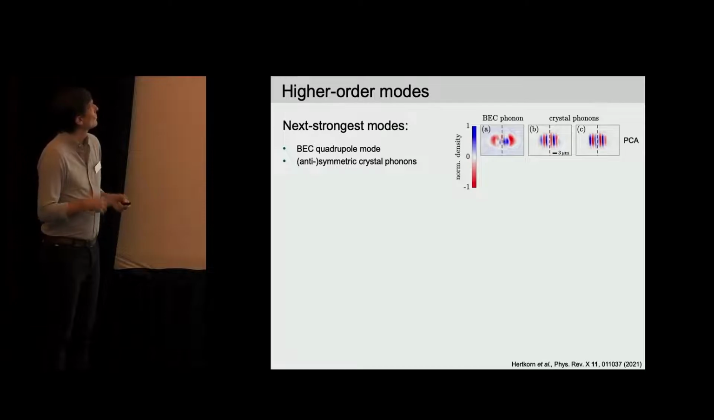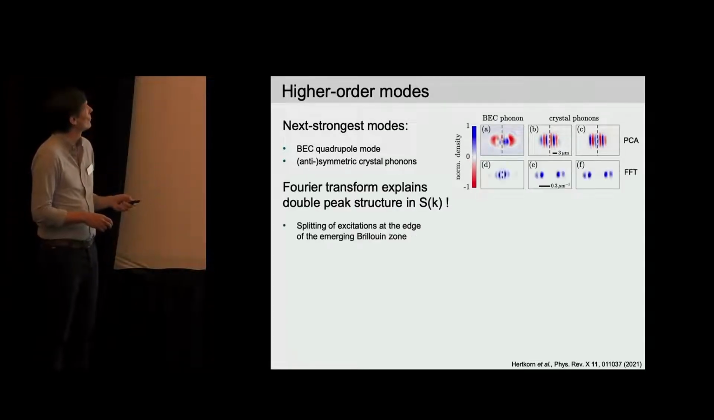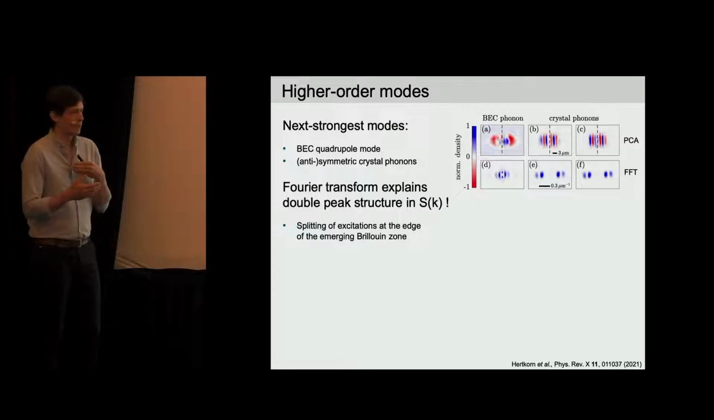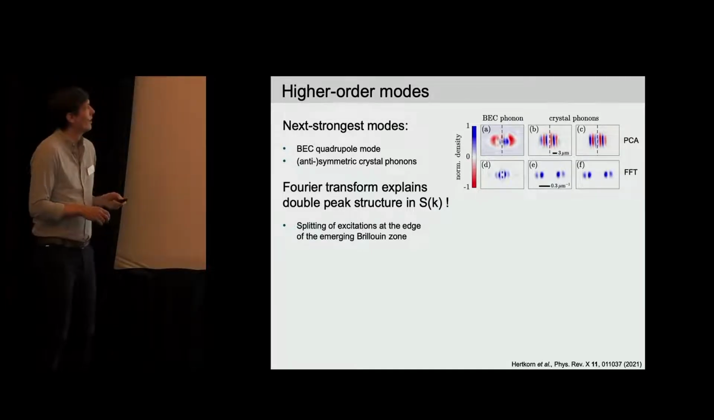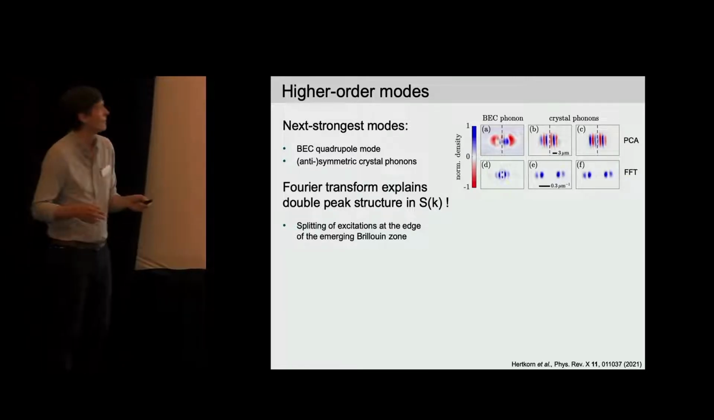Then we can look at the next strongest modes. We see more BEC phonons and the crystal phonons. Actually, if you Fourier transform the crystal phonons, you see this double peak structure. You can interpret this somehow like a reflection at the edge of this emerging Brillouin zone. And this gives us this extra structure in the structure factor.